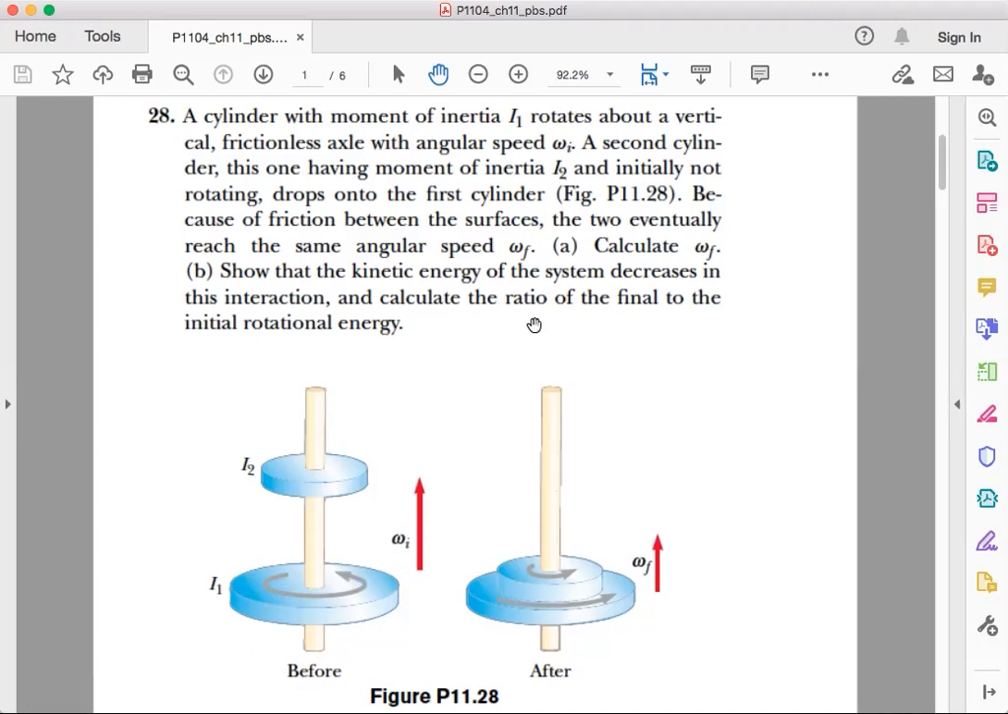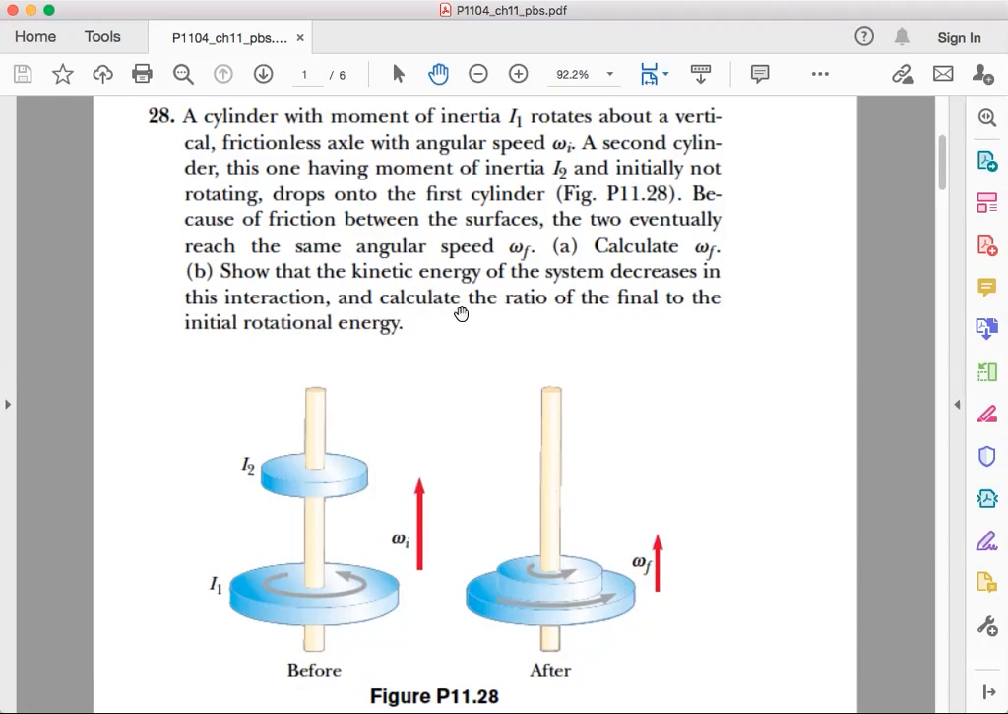And then finally, because of the friction between the surfaces, the two eventually reach the same angular speed omega f. So in the final configuration, the two disks are kind of glued together and rotate about the axle with the same angular speed omega f. You have to calculate omega f in part A. In part B, you have to show that the kinetic energy of the system decreases in this interaction, and calculate the ratio of the final to the initial rotational energy.